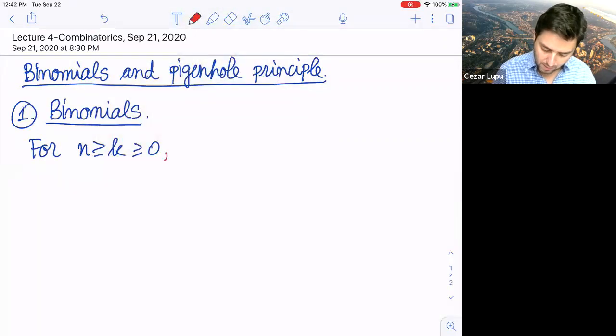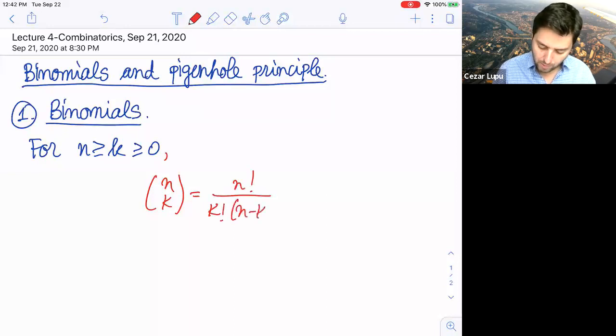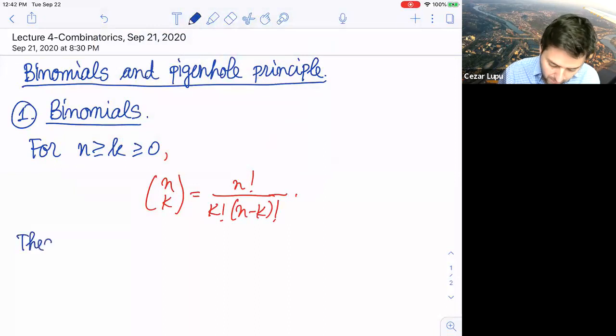We define n choose k as n factorial over k factorial times n minus k factorial. Right? So this is the definition of the binomial. And now we have the theorem, which is called the binomial theorem, which is very important.